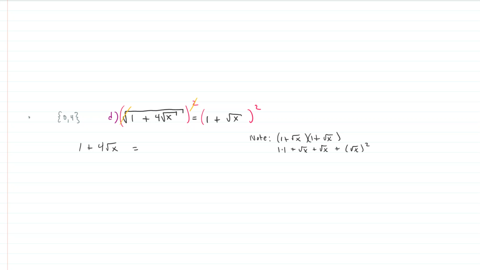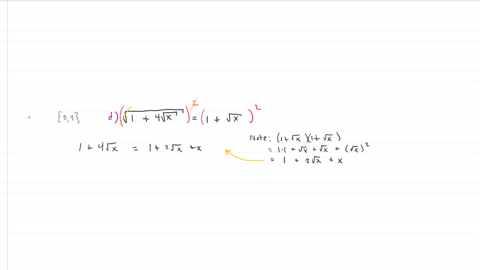So that gives us 1 plus 2 root x plus x. Okay. Let's bring that over. 1 plus 2 root x plus x. Okay. Well, let's get everything with a radical to one side and everything else to the other side.